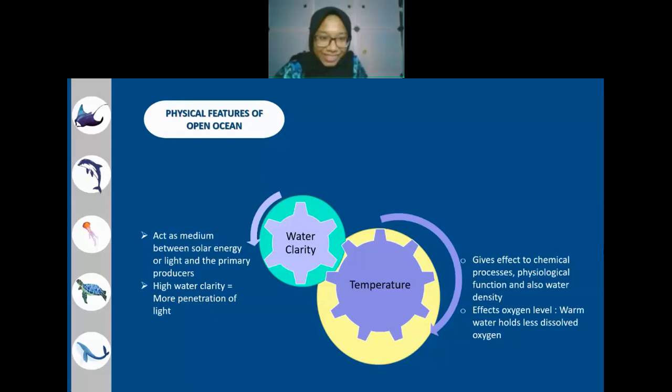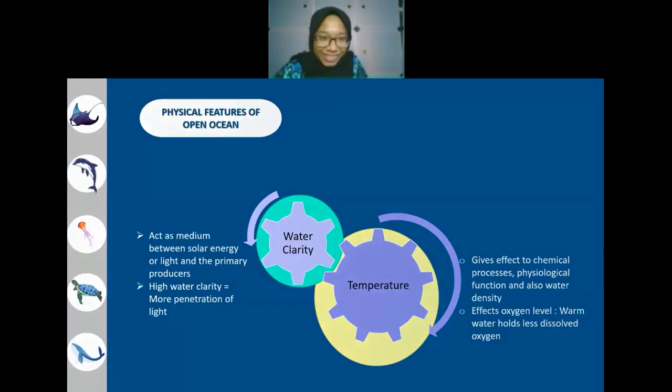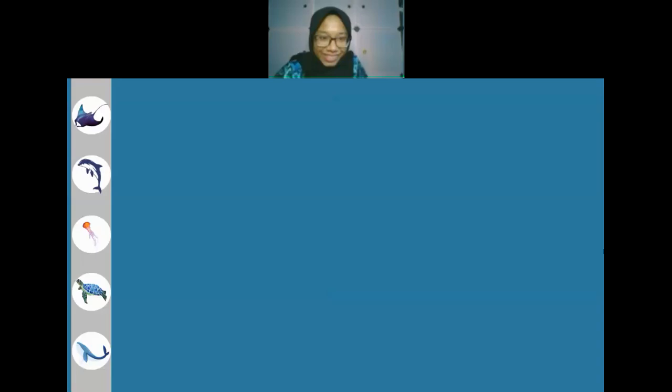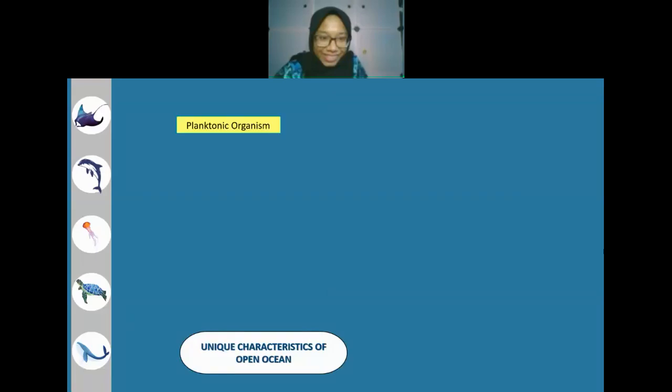And the last one is temperature. Temperature affects chemical processes, physiological functions, and also water density. If temperature is high, organisms either migrate or they will die in the area. One of the effects that temperature has is on the oxygen level of the open ocean. This is because warm water holds less dissolved oxygen, which will cause the oxygen level in the open ocean to decrease.